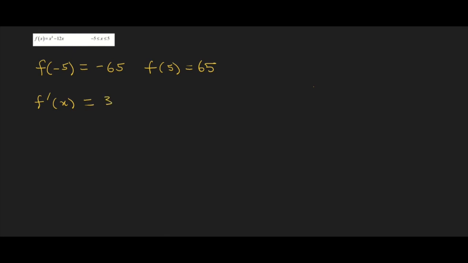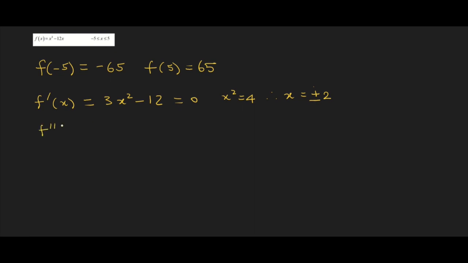Now let's look for any interior turning points. So we take the first derivative of the function, f prime x, and that's equal to 3x squared minus 12, and we look for values of x at which that's equal to 0. So we look for values of x such that x squared equals 4. There are two values of x that satisfy that, x equals plus or minus 2.